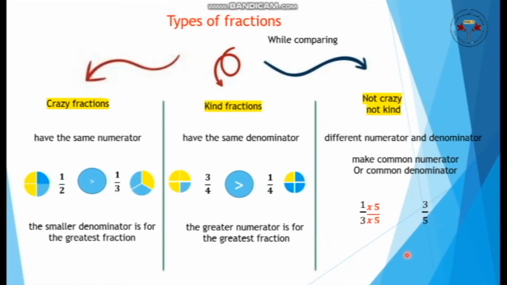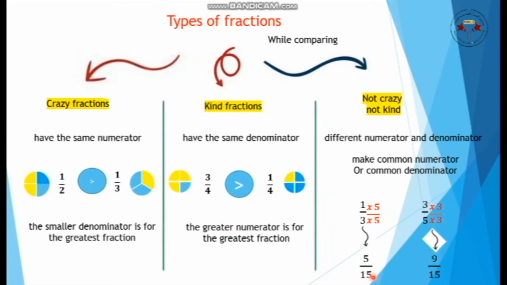So when I multiply up and down here and up and down here, I will figure out the answer. 1 over 3 times 5 up and down will give me 5 over 15. And 3 over 5 multiplied by 3 up and down will give me 9 over 15. Right now I can see that it has been changed into a crazy fraction or a kind fraction.